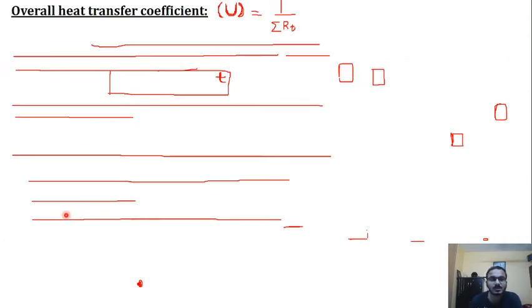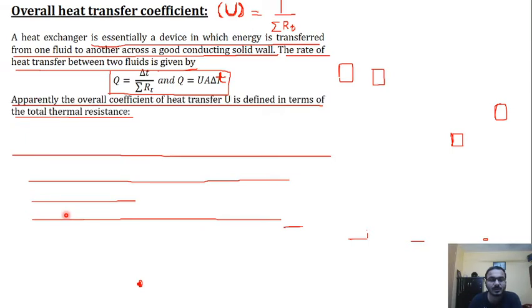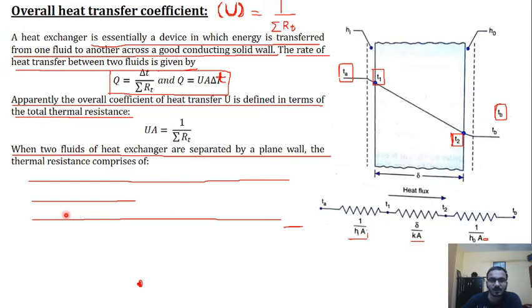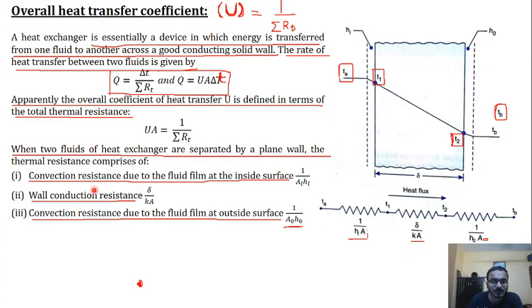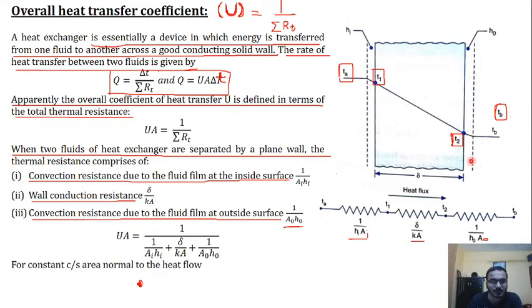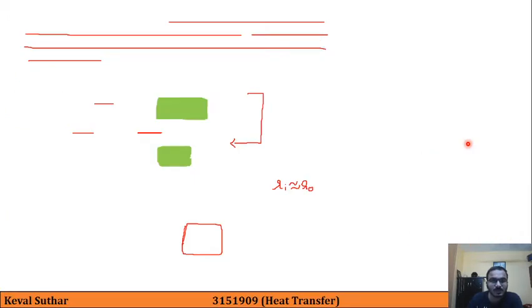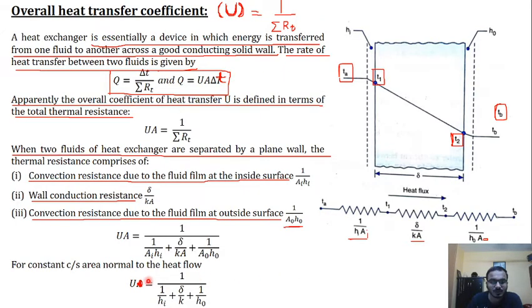So now we will discuss about overall heat transfer coefficient. These are some revision of our previous equations. And if the two fluids of heat exchanger are separated by a plane wall, the thermal resistance comprises of these three. That is, first is convection resistance at the hot film, wall conduction resistance, and convection resistance at the outer film or cold film. And thus we obtained the value of U for the plane wall.